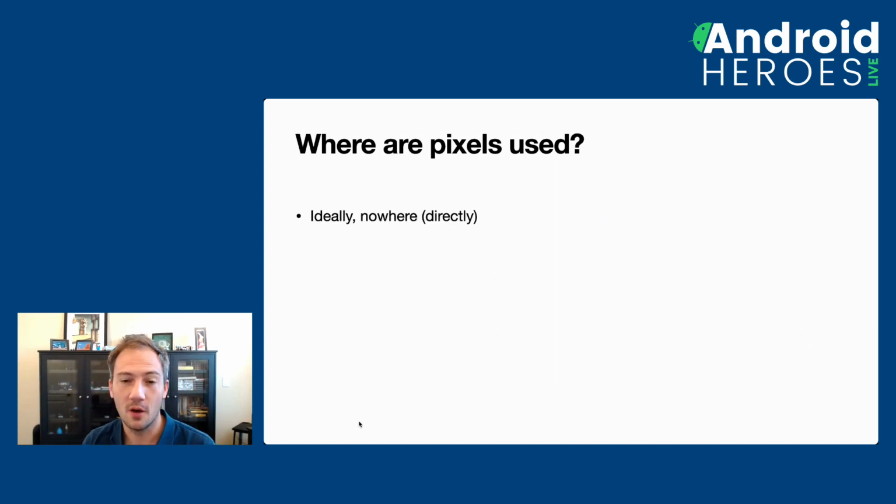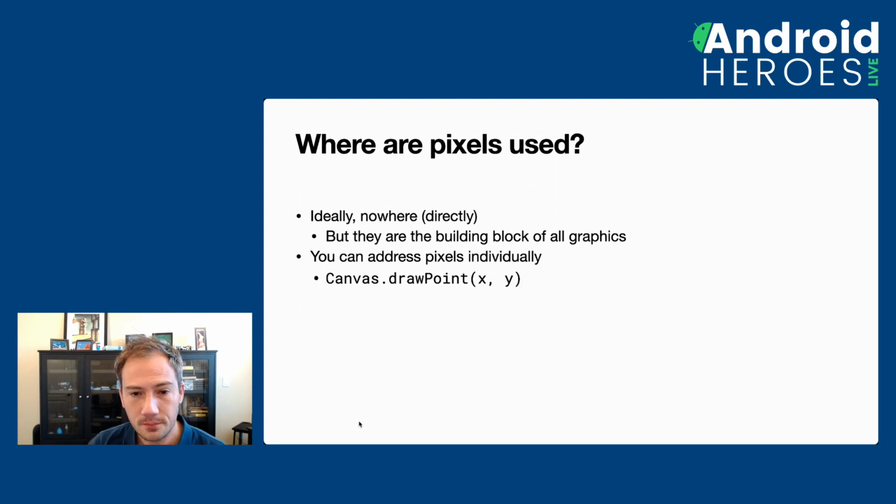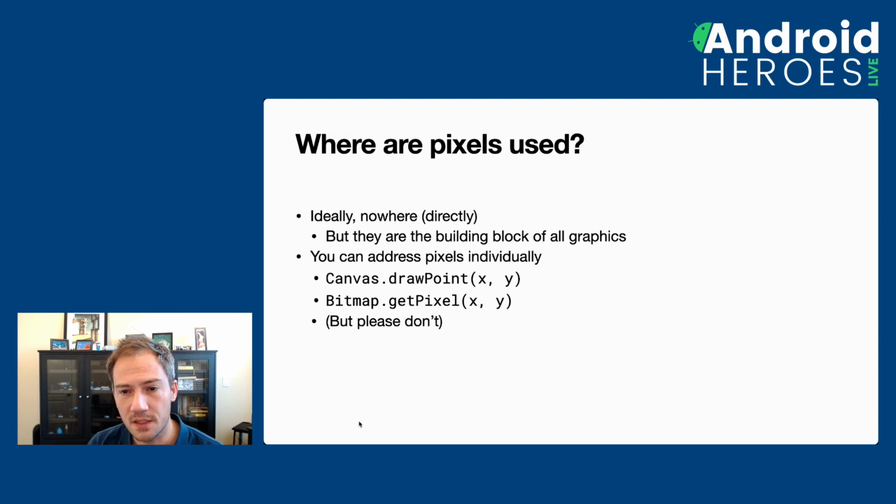All right, so now we know what a color is and why it's important for pixels. So where are pixels used? Obviously, they're used everywhere in your application. That's how we display the UI to the user. But ideally, you will never use them directly. They're the building blocks of all graphics, and you can address those pixels individually. We even have APIs for that. For instance, you can do canvas.drawPoint to draw a single point. On a bitmap, you can call getPixel or setPixel. But really, it's a tedious way of doing this, and you should use higher level primitives to do all your rendering. And you do.